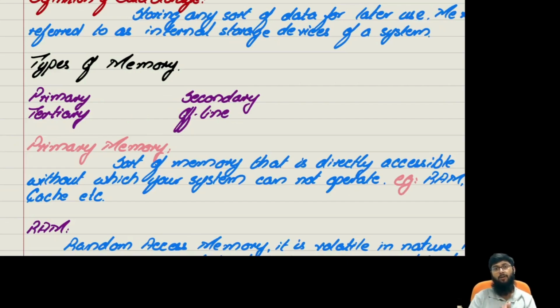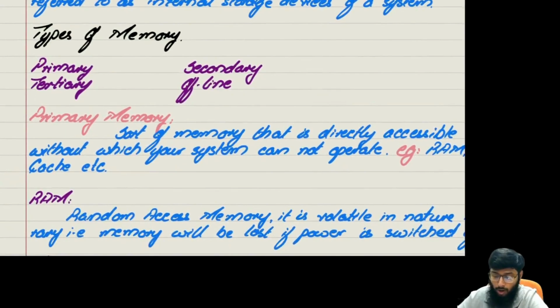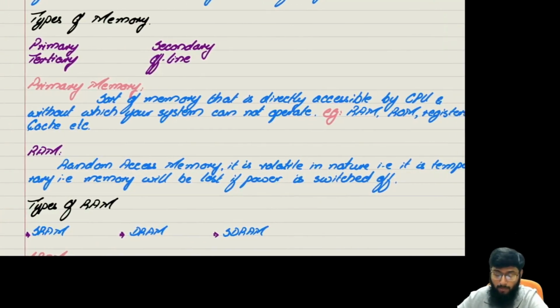Now, coming to the primary. Primary is something without which your system cannot operate at all. It won't be doing anything. For example, God forbid, if you do not have your brain, your lungs or your heart, without these organs you cannot operate, you can't live. Similarly, primary memory is something without which your system cannot operate even a single step. The primary storage devices include RAM, ROM, registers and cache. These are the primary storage devices.